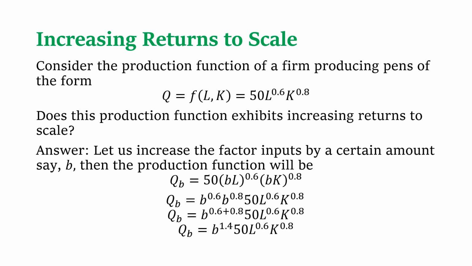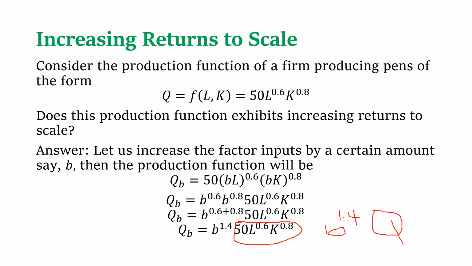Got it? And so, if you look at this term here, 50 L to the 0.6 and K to the 0.8 is the same as the production function Q, right? It is just the same as that. So that means B to the 1.4 is multiplied by just Q, and so Q(B) equals B to the 1.4 multiplied by Q.